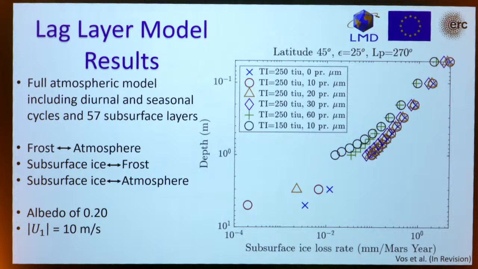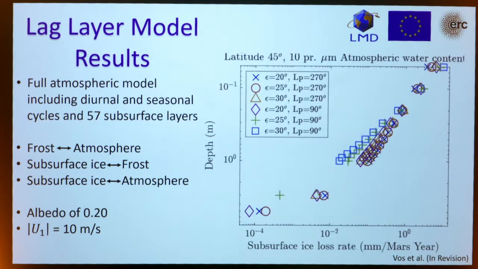This is for different kinds of humidities, each of the markers. And the black marker is a little special because it's for a different thermal inertia. This is for a thermal inertia of 150. So for instance, if we want to compare the black circle to the red circle, which is the same conditions besides the thermal inertia, we see that a lower thermal inertia results in a lower loss rate.